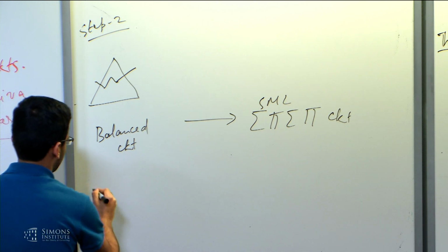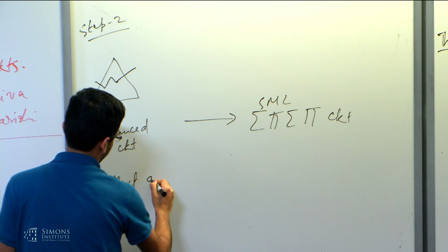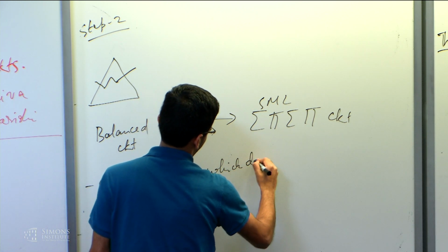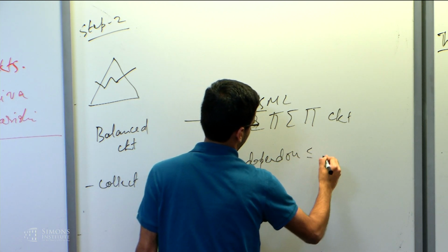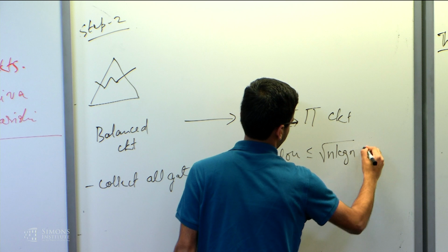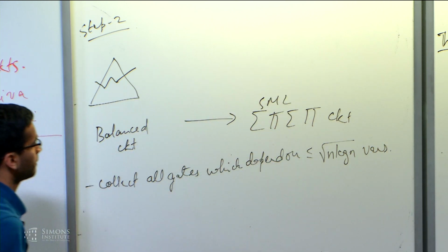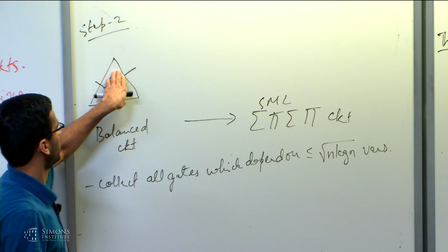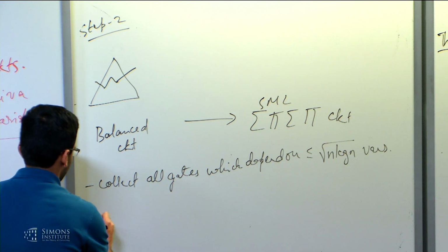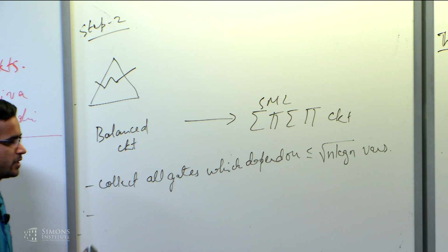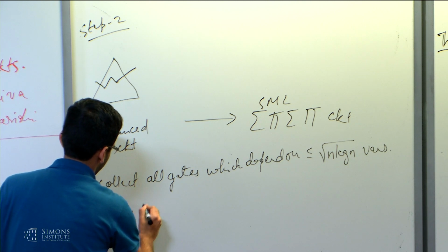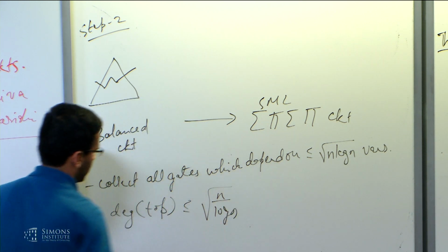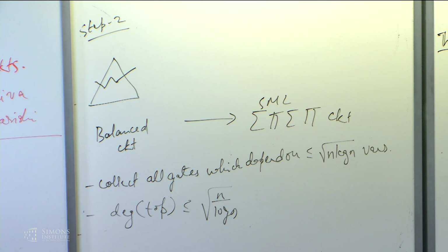So we'll collect all gates which depend on at most square root of n log n variables. And then we'll view these gates as sort of input gates, and you view the computation that's happening on top of these gates. Since the circuit is balanced, it turns out that the degree of the top computation is actually small. And also it will satisfy this syntactically multilinear structure.